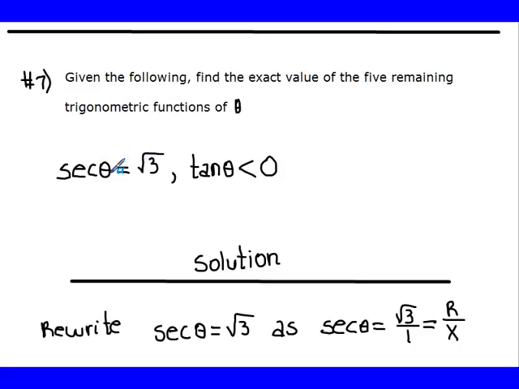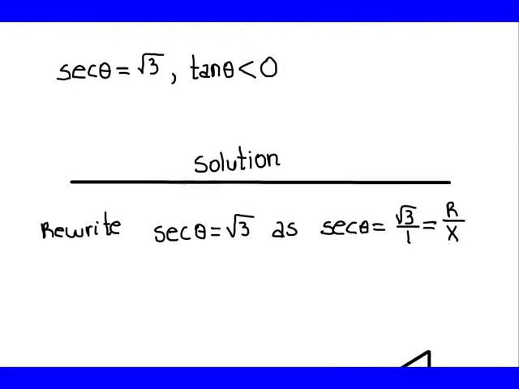Well, we're given that the secant of theta is equal to the square root of 3. So here we're being told that the secant is positive, and at the same time the tangent is less than 0. So let's take a look at our approach.